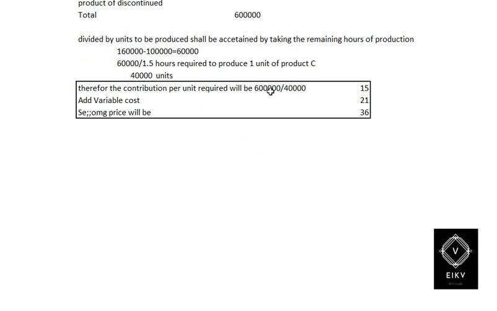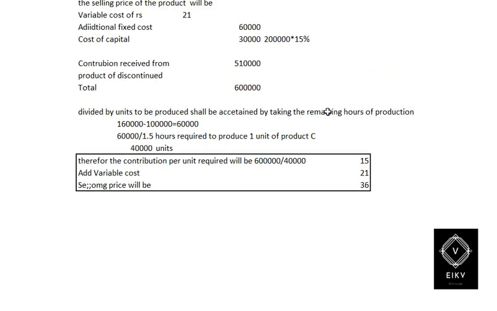Therefore the selling price will be the required contribution of rupees 6 lakh divided by 40,000 units, which gives the contribution per unit. That is 6 lakh divided by 40,000 units of product C, which is 15. Add variable cost 21, and we get the selling price as 36.